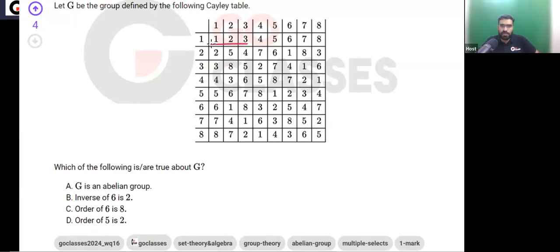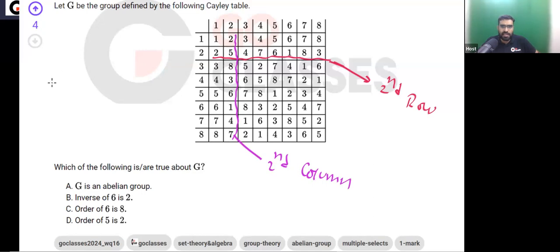You check. The first row is the same as the first column. Yes. What about the second row? Is the second row the same as the second column? See, the second row is not the same as the second column. This is your second row, and this is your second column. You can see they are different. For example, look at this.